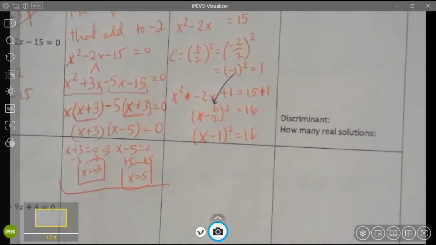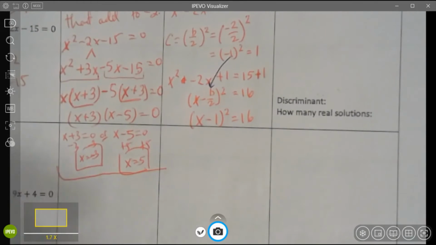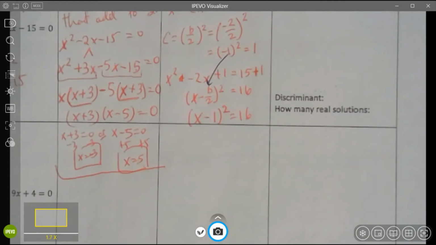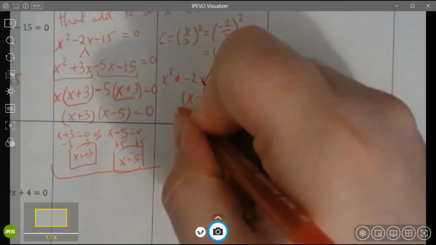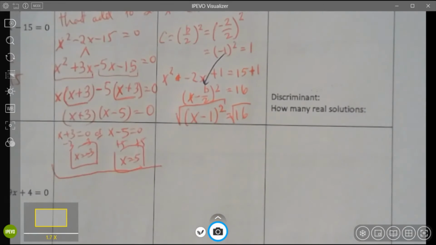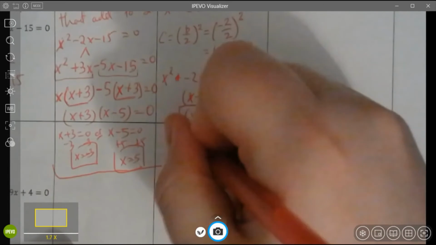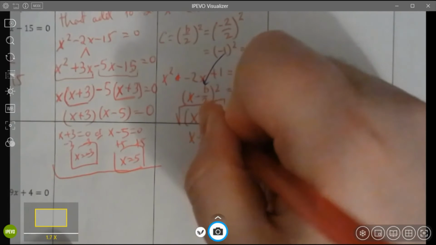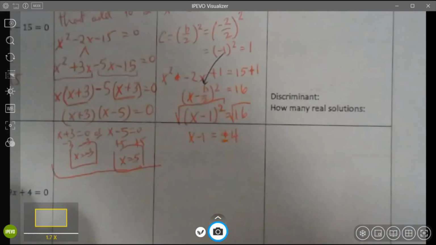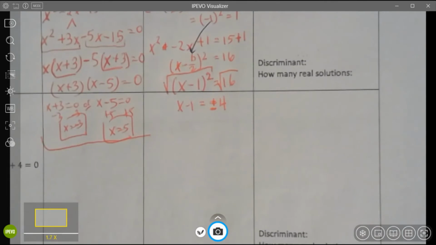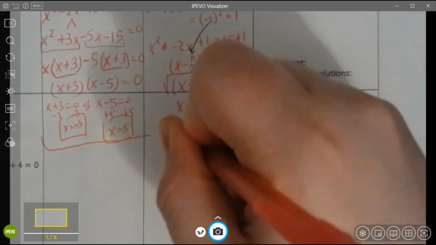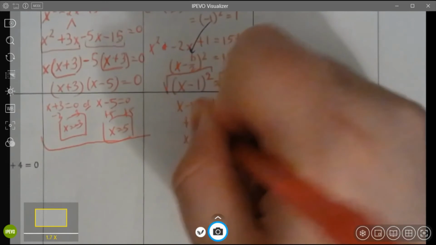Well, now this one's a pretty straightforward one to solve. I have a power of 2, so you get rid of powers of 2 by taking square roots. So we'll take the square root of both sides. When you take the square root, remember you need plus or minus. So this is x minus 1 equals plus or minus the square root of 16, which is 4. And then to finish solving for x, we add 1 to both sides. We get x equals 1 plus or minus 4.